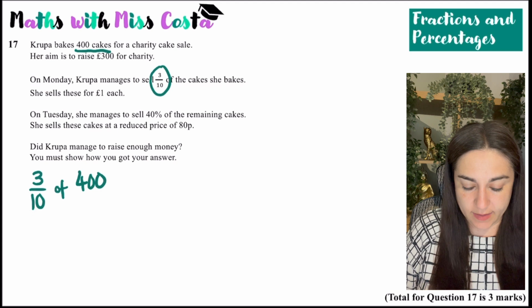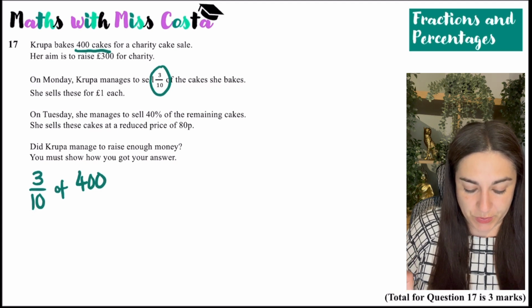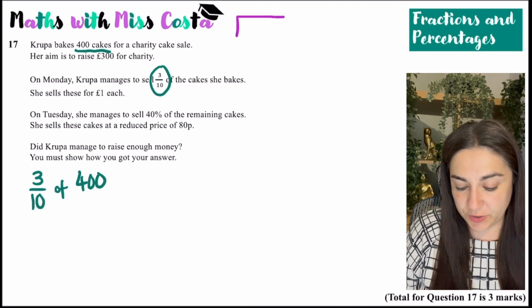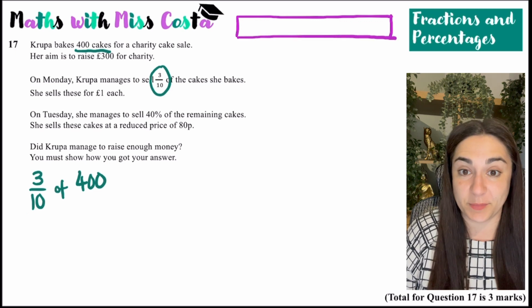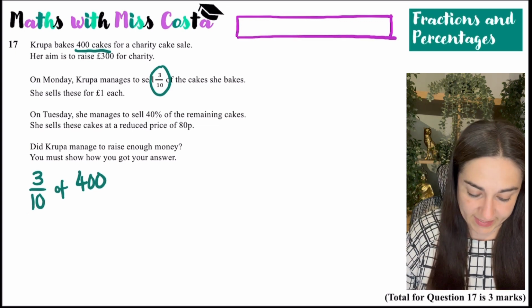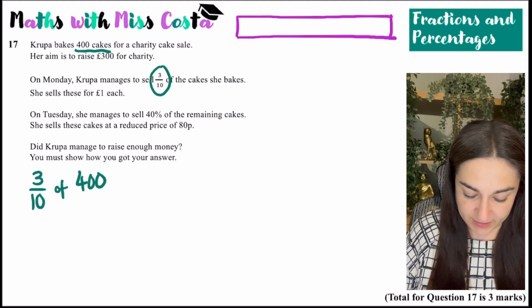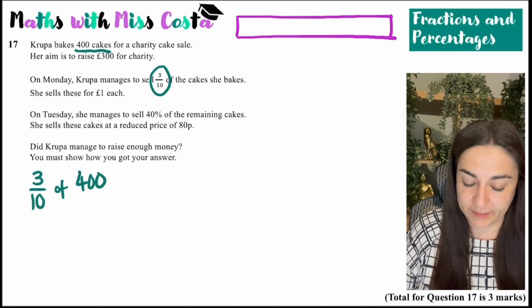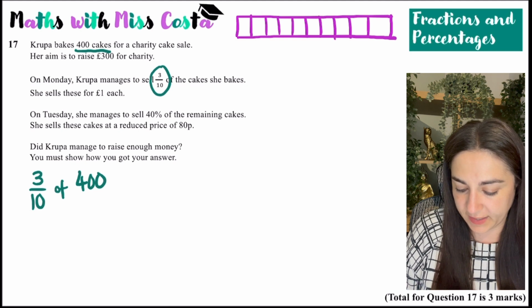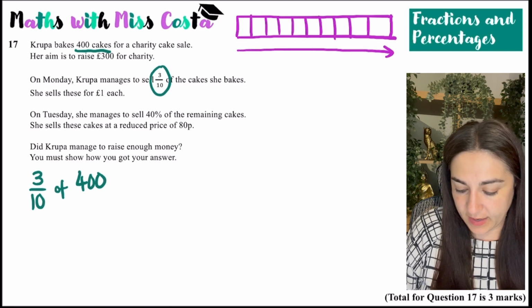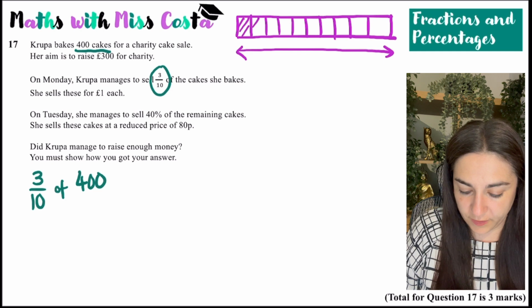Probably the best way is to just draw yourself a bar model. I'm taking it back a step just in case you're not super confident on these. So 3/10, what does that actually mean? It means something has been split into 10 equal parts. So 1, 2, 3, 4, 5, 6, 7, 8, 9, 10. And 3 of those are what you're after.